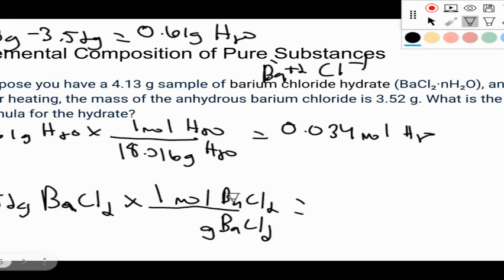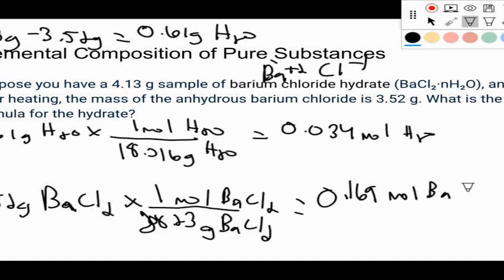So then whenever I'm doing this, I'm going to take 1 barium and 2 chlorines. So barium is 137.33 for its mass, plus the mass of chlorine is 35.45 times 2. So it comes out to 208.23. So then I do 3.52 divided by 208.23. That gives me 0.0169. Again, this one I need 3 sig figs, so 0.0169 moles of BaCl2.